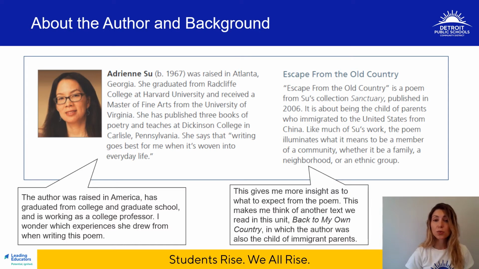What I gained from this short descriptor, this gives me more insight as to what to expect from the poem. This makes me think of another text we read in this unit, Back to My Own Country, similar titles there, in which the author was also the child of immigrant parents. So I'm able to forge a connection back to a text that we previously read, and I have a context and a purpose for reading, just after reading these 2 small paragraphs. Again, I can't reinforce that practice enough. Let's get ready to launch into our first read.